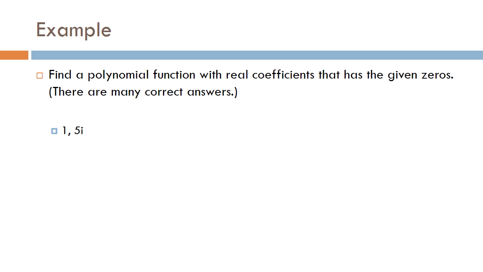Okay, find a polynomial function with real coefficients that have the given zeros. There are many correct answers to this. Now, we've done this before. This time we're throwing in an imaginary zero. So remember what we said about conjugate pairs. Pause the recording, try this problem, and resume to check your answer.